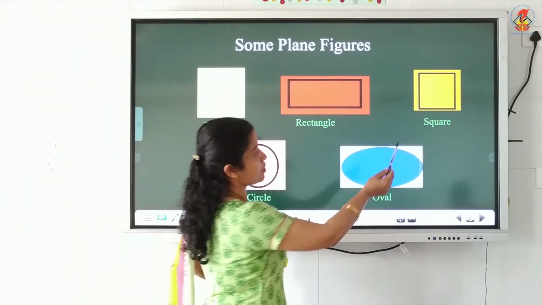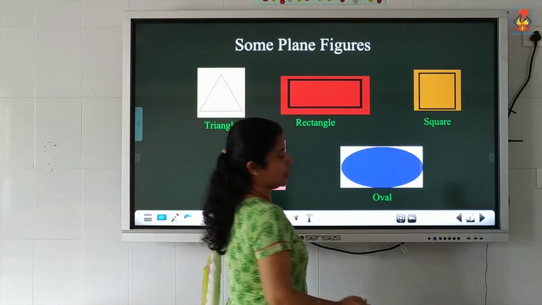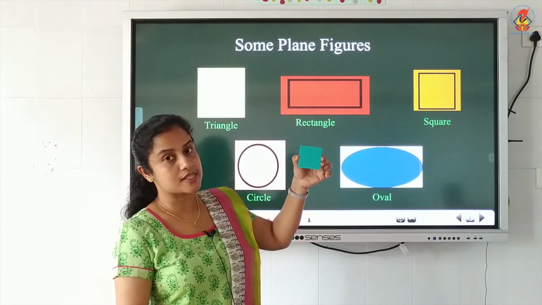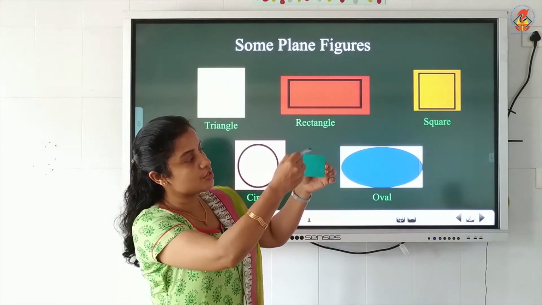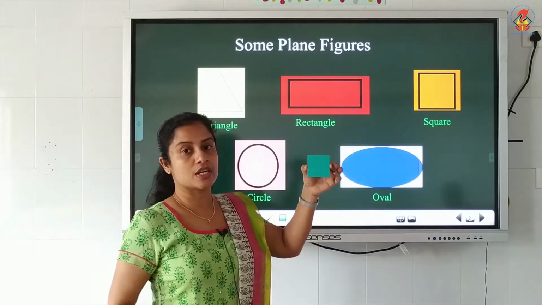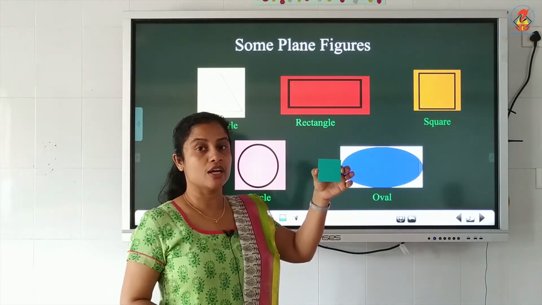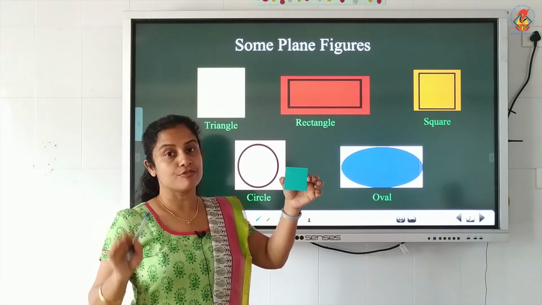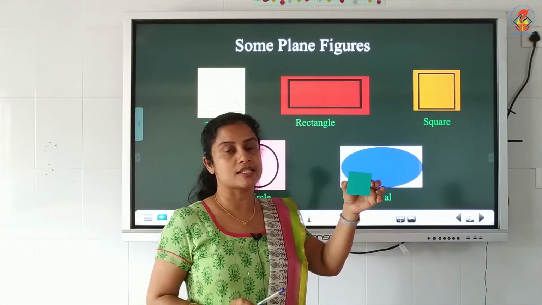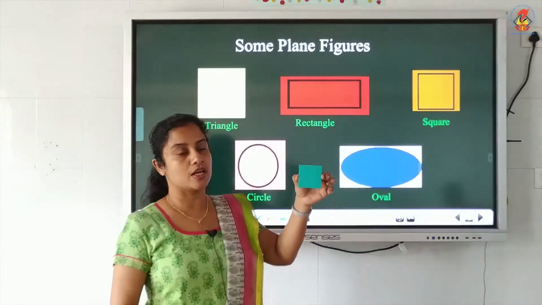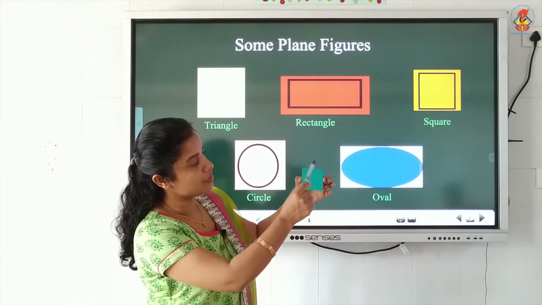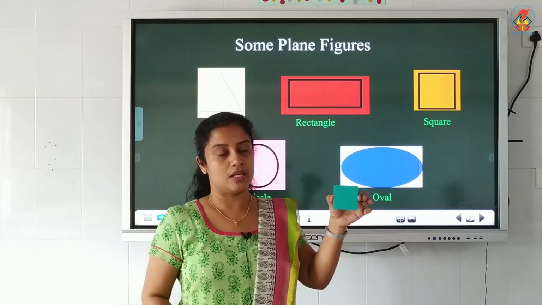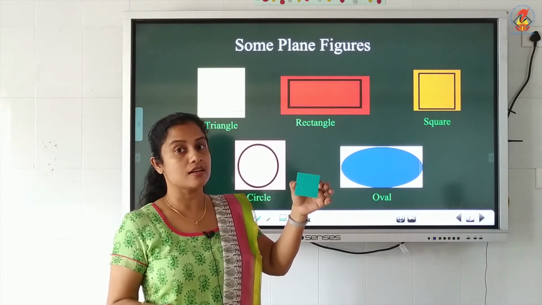Now next is square. This is the shape of a square. Look here children, this is a square. How many sides are there for a square? Let's count. 1, 2, 3, 4. So there are 4 sides for a square. And how many corners? 1, 2, 3, 4. How many corners? 4 corners. So there are 4 sides and 4 corners for a square. And look here children, all the sides, are they equal? So for a square, all the sides are equal.